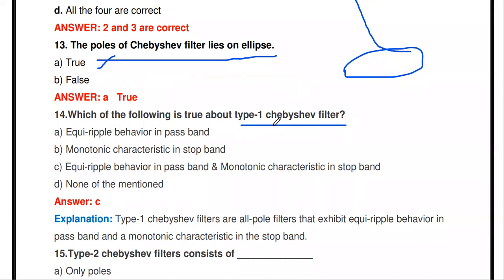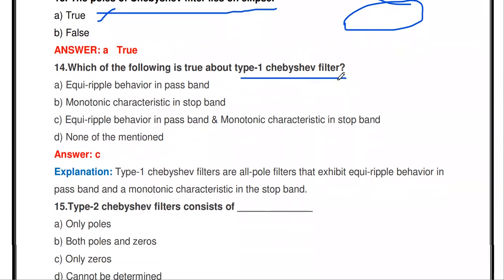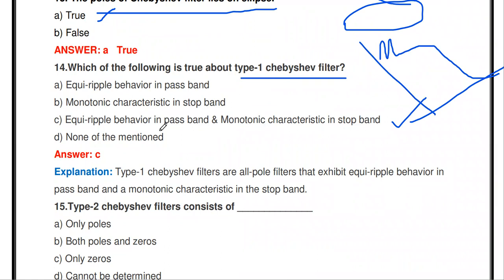So which one is true in type 1 Chebyshev filter? Equiripple behavior in passband, monotonic characteristics in stopband. This type 1 Chebyshev filter has equiripple behavior in passband, that is, the equiripple characteristics is there in the passband. Then in the stopband, the monotonic characteristics is there. So like that we will get the response. This is said to be type 1.